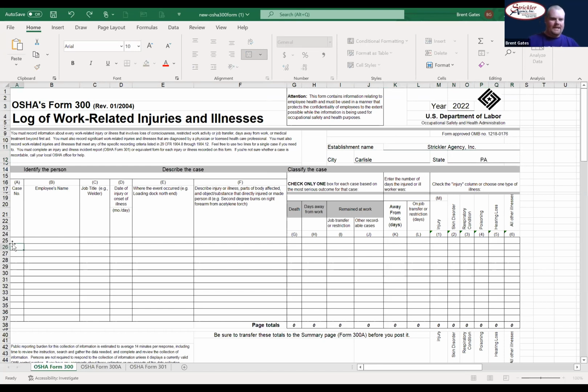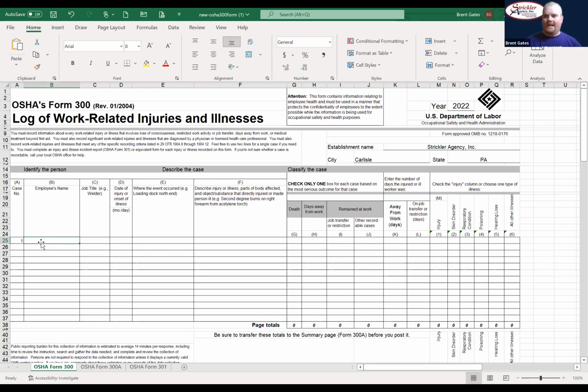I'm the risk manager of the agency, and I don't typically handle a lot of employee safety things for the agency, but sometimes it comes up from time to time. So we're just going to pretend like we're a manufacturing company and go through a couple of situations that we might come up with.